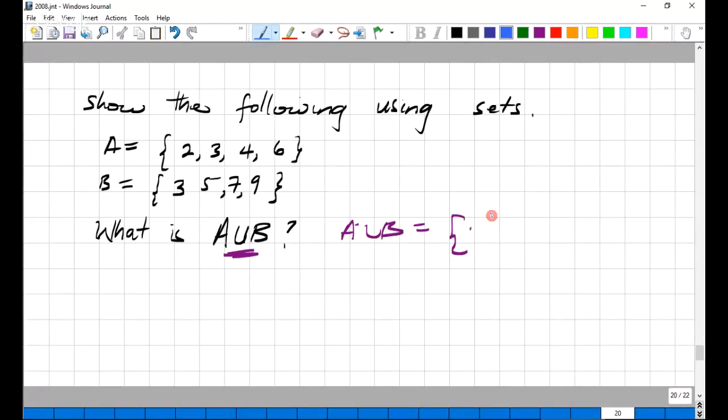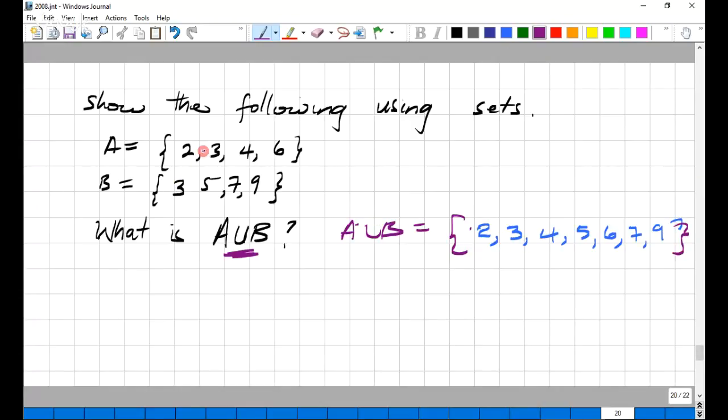3. Any other number? Any number lower than that? 2. All right, so 2 is there. 3, 3 is there. 4, 4 is there. 5, 5 is there. 6, 6, 7, 7 is there, and 9. All right.